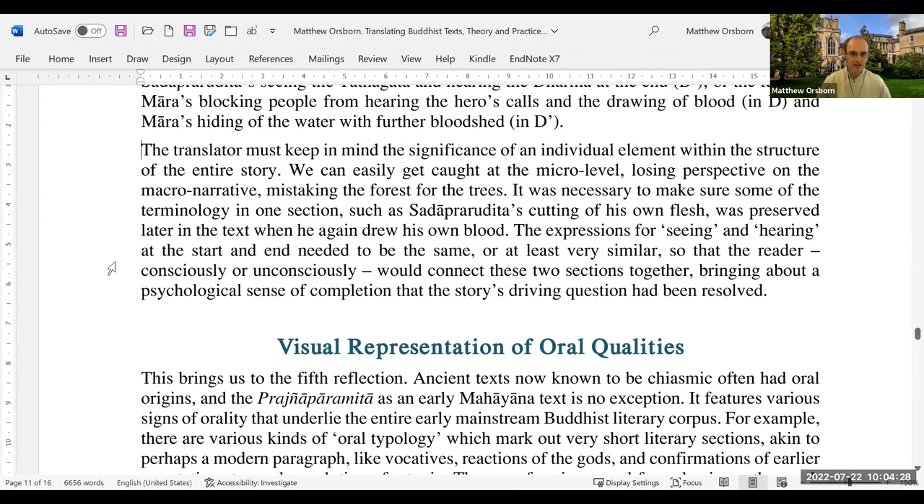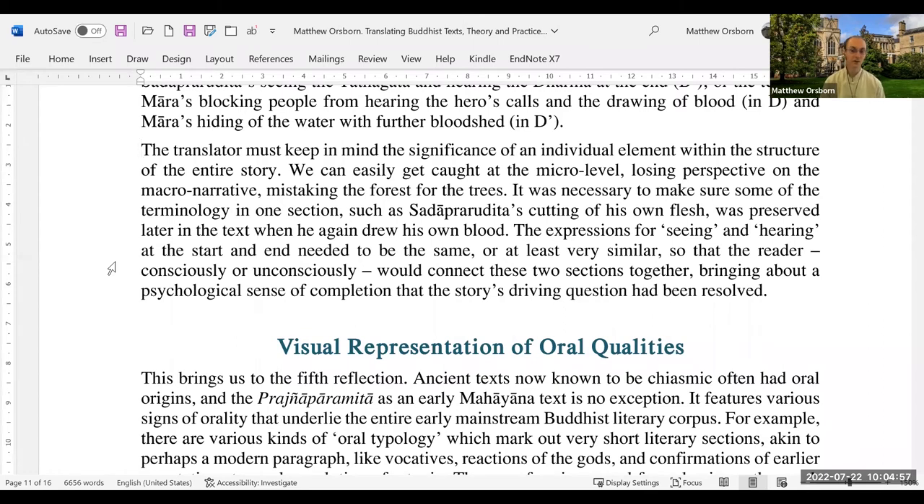The translator must keep in mind the significance of an individual element within the structure of the entire story. We can easily get caught at the micro level, losing perspective on the macro narrative, mistaking the forest for the trees. It was necessary to make sure some of the terminology in one section, such as when Sadaparodita cuts his own flesh with a knife, was preserved later in the text when he drew blood again with a knife.